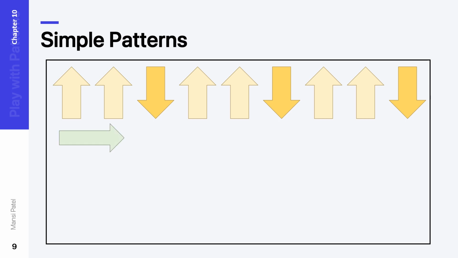Now see here, the arrow shows right hand side. The second arrow shows left hand side. So again the arrow shows left hand side, then right hand side, and then again left hand side. So this is known as patterns.